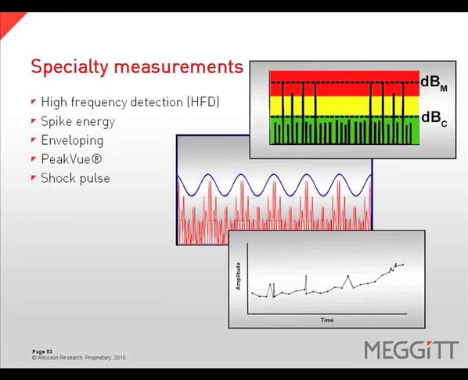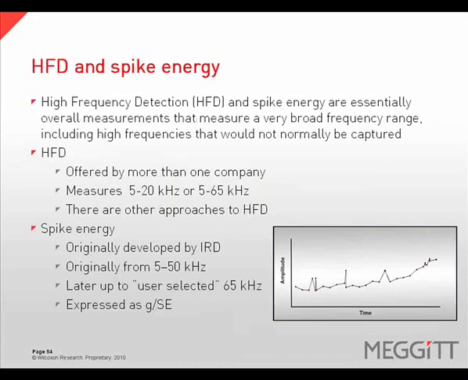There are several different types of specialty measurements, but the most common are HFD or high frequency detection, spike energy, enveloping, peak view, or shock pulse. HFD and spike energy are similar and are essentially overall measurements over a very broad frequency range that includes high frequencies that would not normally be captured.